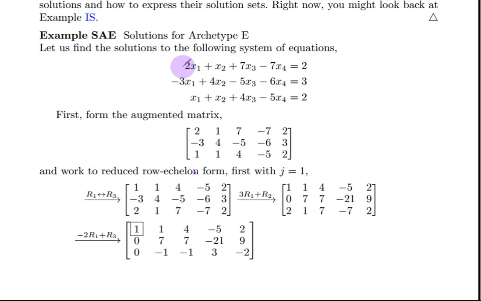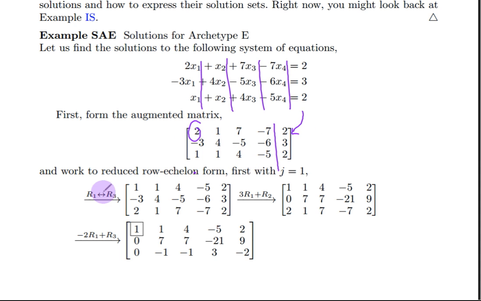All right, one more system. Let's see how this works out. Remember, first step, get the augmented matrix. No zeros here this time, so all of the columns are lining up properly. Pull out the coefficients, put them in the matrix, get the constant vector, put it in the last column.